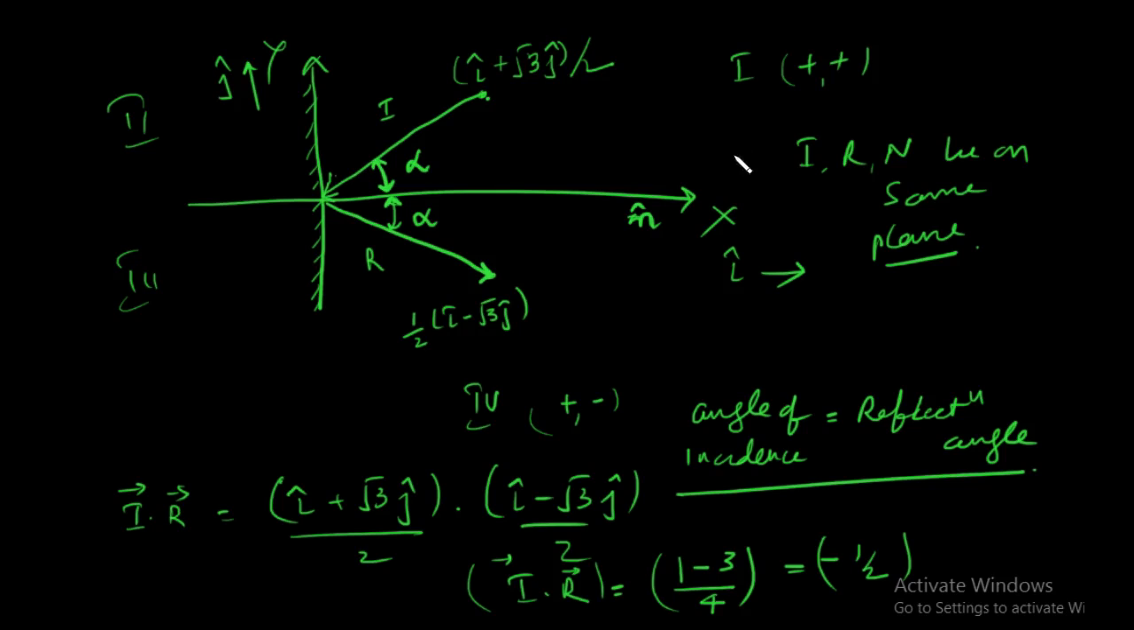So I dot r obviously is mod I mod r cos theta. So this would be mod I mod r cos theta. What is mod I here? Mod I.